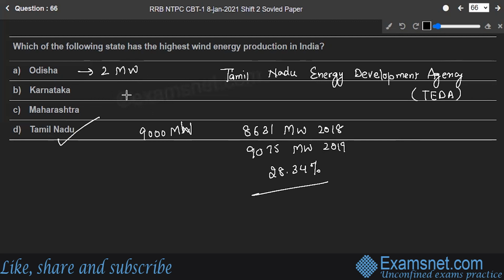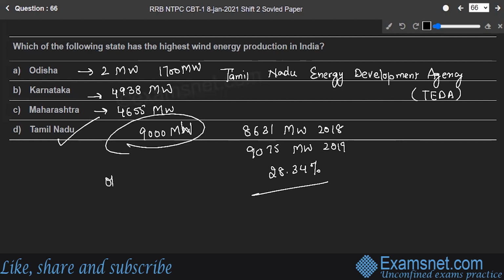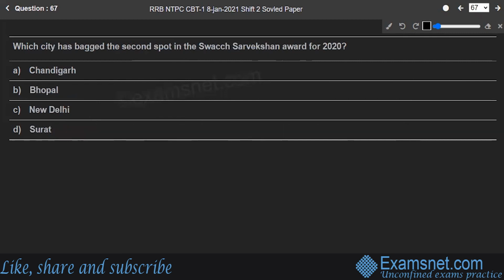Odisha has a wind power potential of around 1700 megawatts. The state of Karnataka is rich in wind farms compared to other states in India. The state's present installed capacity as of March 2019 is 4,938 megawatts. If we talk about Maharashtra, it is 4,655 megawatts. So the highest wind energy production is found in Tamil Nadu, which is around 9,000 megawatts. With that, option D is the winner of this answer. That's Tamil Nadu. Hope you understood that. Next is question number 67.